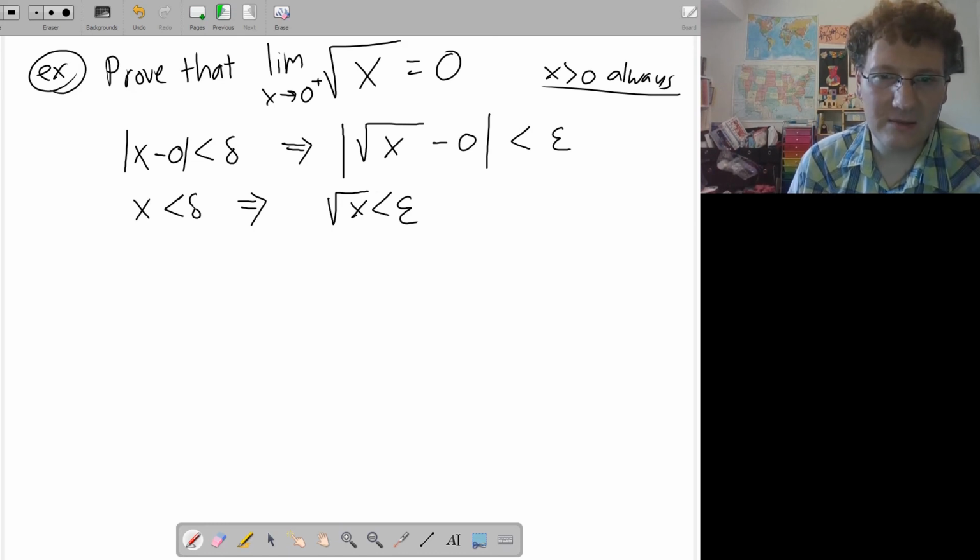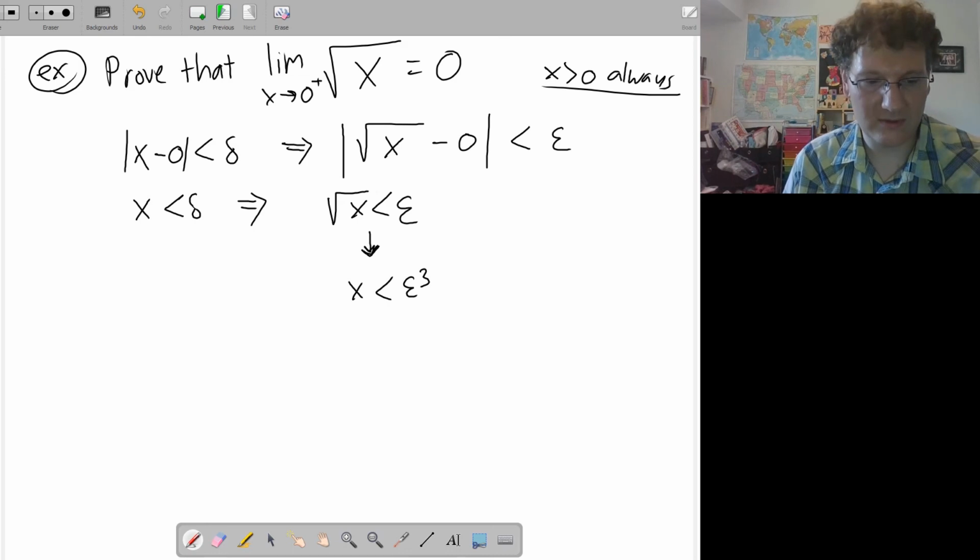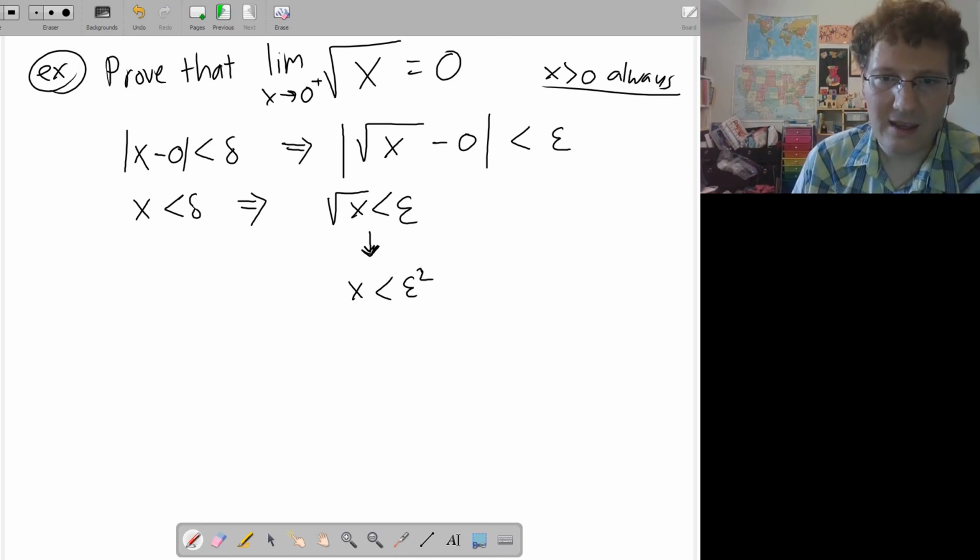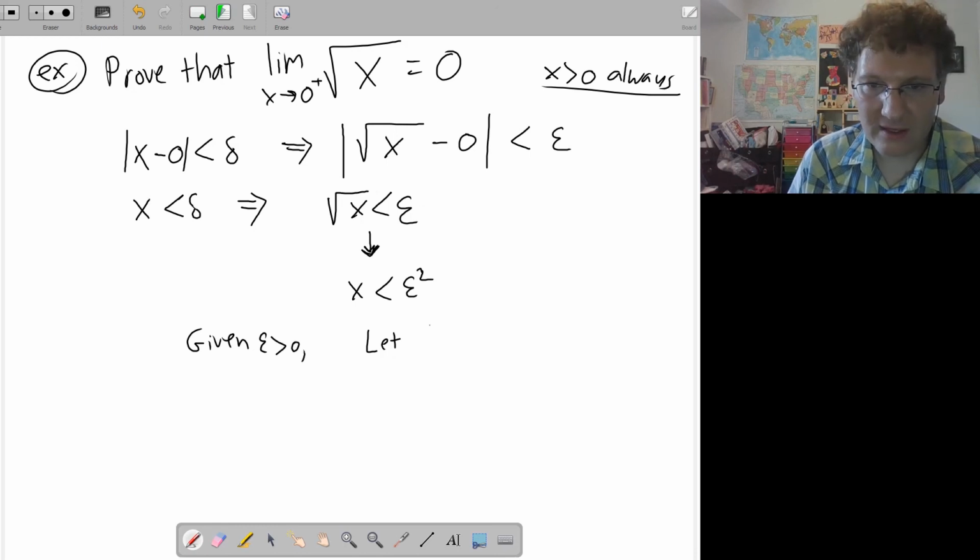So I'm going to do the same thing I did before. I'm going to take the right-hand side and massage it to get the left-hand side. So I'm going to square both sides. I'll have x less than epsilon squared, and I've got it. Given epsilon greater than 0, we're going to let delta just equal epsilon squared.